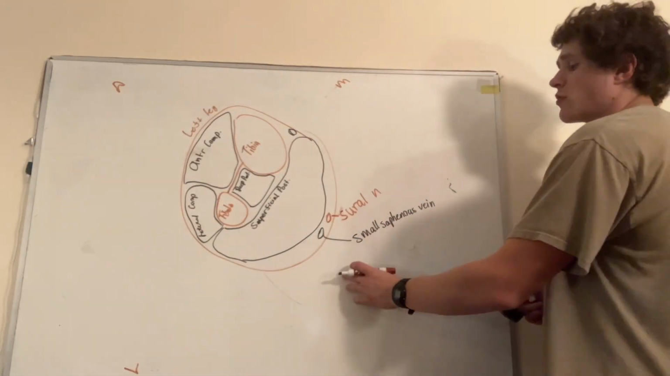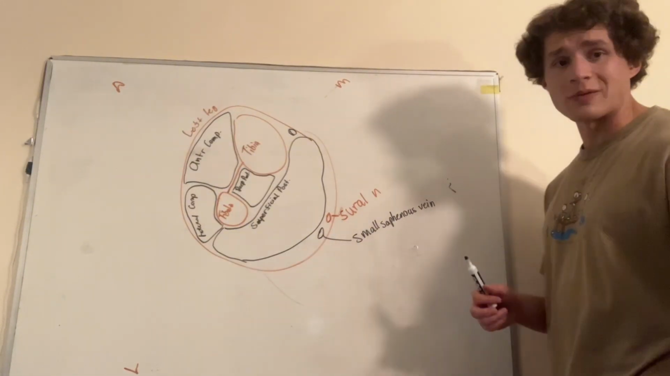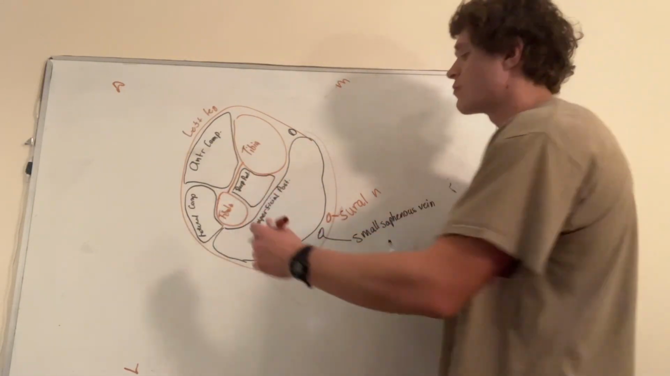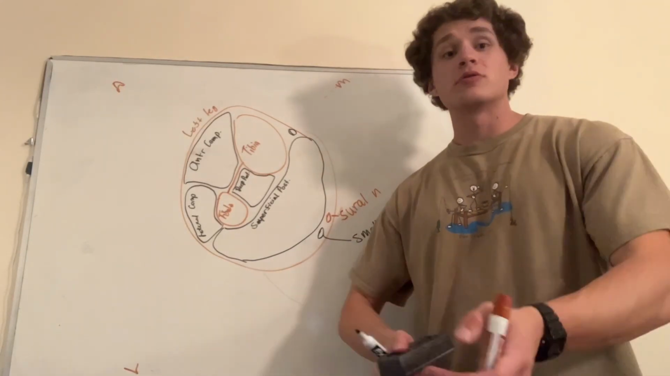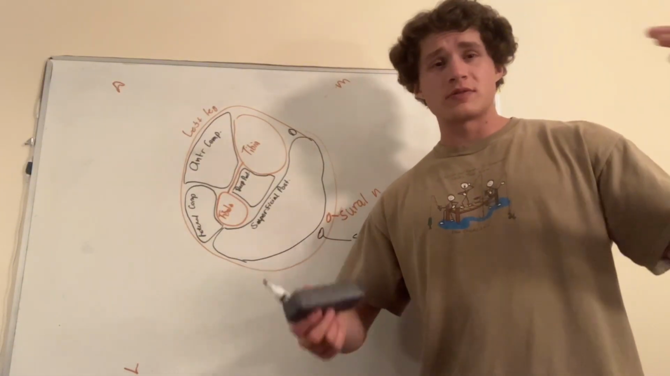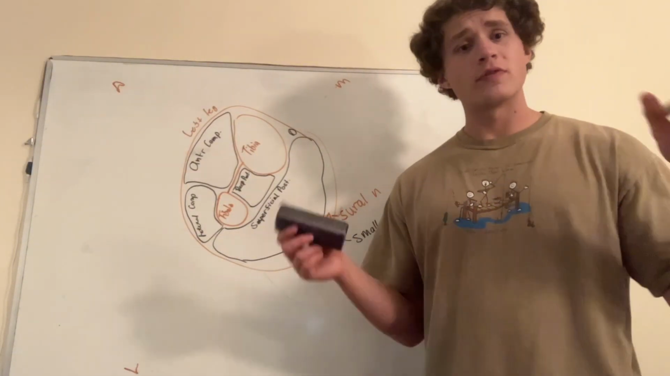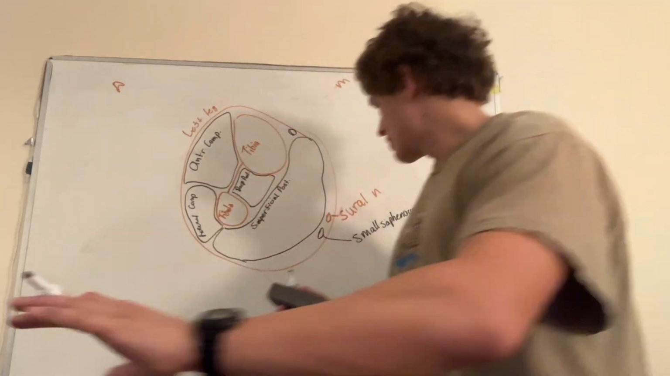Anywho, just want you to be aware that it's here and that it is superficial to all these muscles that we were talking about. It's not down here deep with what we're going to talk about later: the anterior tibial artery, the posterior tibial artery, the superficial fibular nerve, deep fibular nerve, and the tibial nerve. They're all located much deeper in here, and we'll get into that in a second.